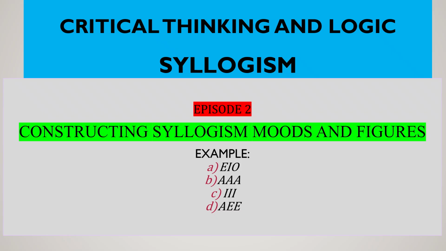In today's session, you are going to construct syllogism moods and figures. For example, you have found such questions asking you to construct syllogism moods or syllogism moods and figures, for example, for EIO, AAA, among others. And then you have found that you can easily get those 20 marks with these. So if you are here for quick revision, you are at the right place, whereby we are going to construct them and make your work easier.